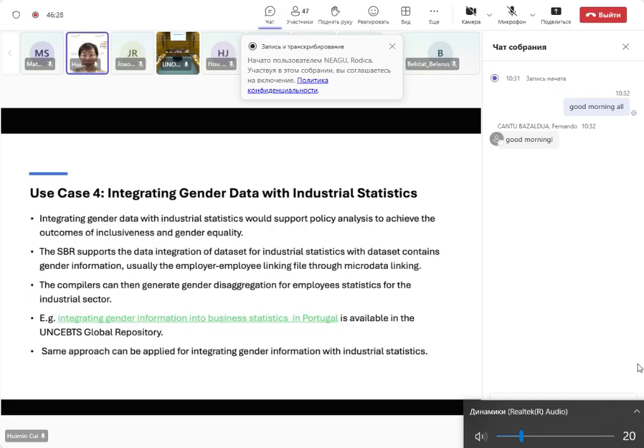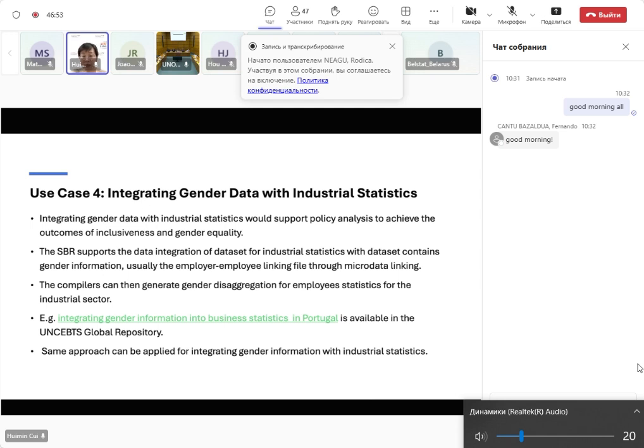The fourth potential use case is to integrate gender data with industrial statistics. Integrating gender data with industrial statistics would allow policy analysis to achieve the policy outcome of inclusive and gender equalities. The SBR provides data integration infrastructure for industrial statistics with a data set on gender information.